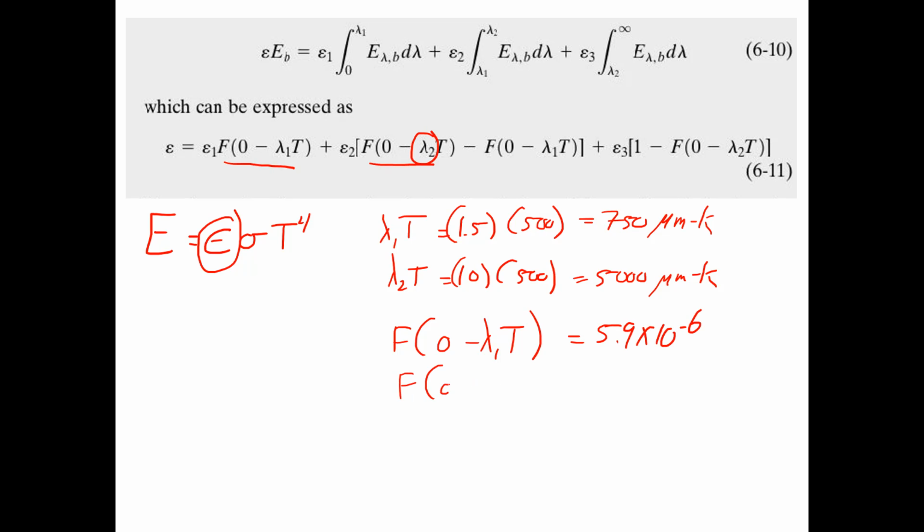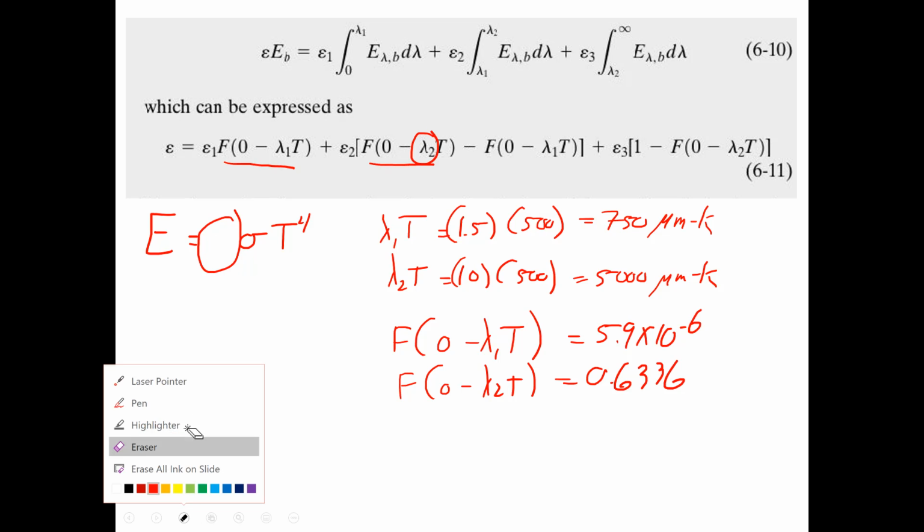And for this 0 to the second wavelength, I get 0.6336. Again, these are all from the table that we looked at in the prior slide. So I'm going to compute the emissive power. I'm sorry, not the emissive power, but the effective emissivity. Let me go ahead and redraw this to make sure my nomenclature looks the same.